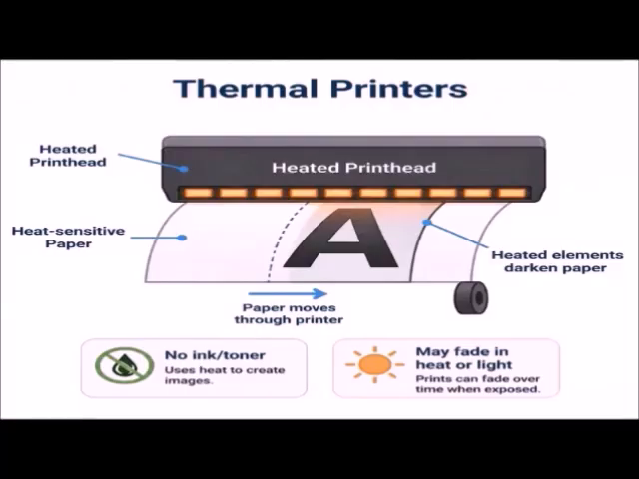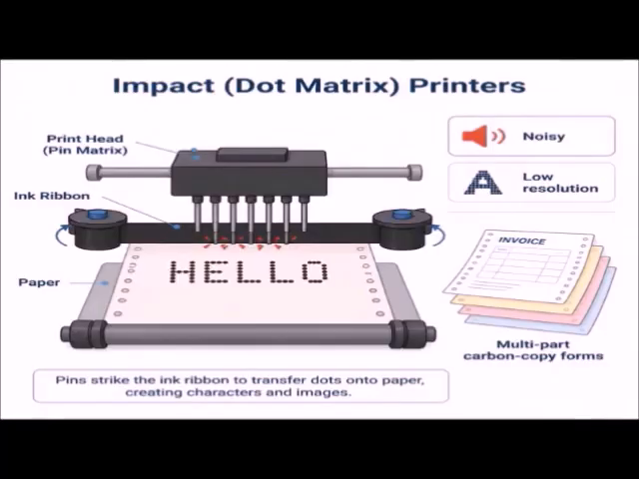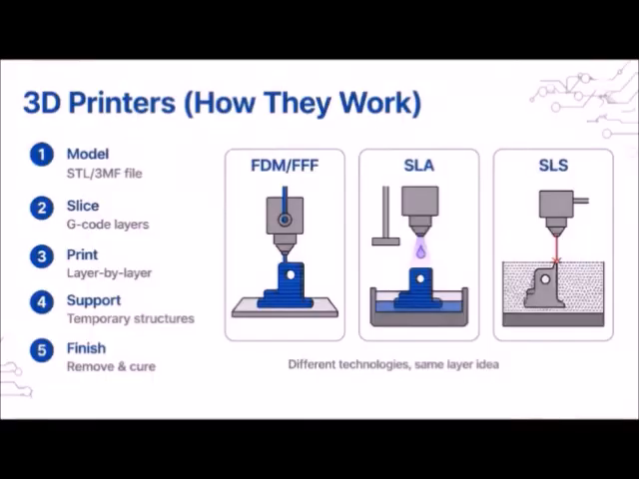Impact matrix printers. Use a matrix of physical pins to strike an inked fabric ribbon against paper. They are noisy and low resolution, but are required to print through multi-part carbon copy forms. 3D printers melt plastic filament materials, such as PLA or ABS, through a heated extrusion nozzle, building physical models layer by layer based on digital slicing files.